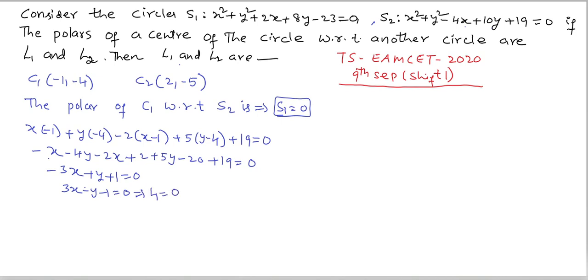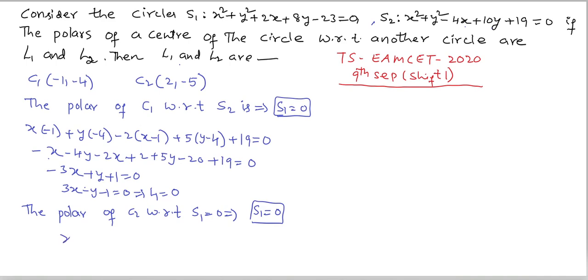And the polar of C2 with respect to the first circle S1 is the polar equation, we know that S1 is equal to 0.